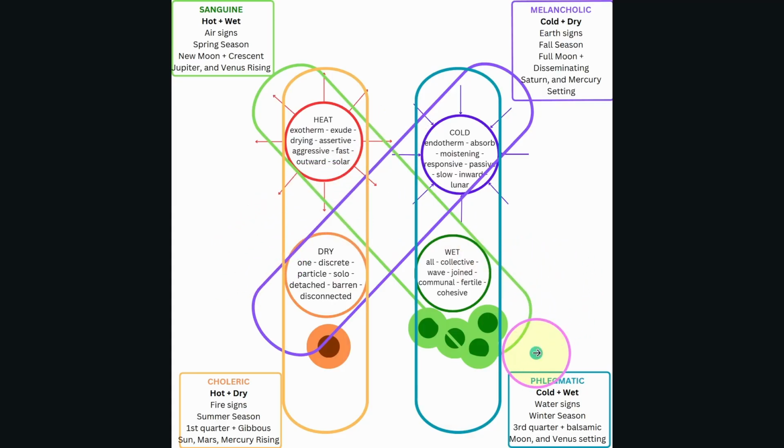And then we have our phlegmatic, cold and wet, water, winter season, third quarter into the balsamic dark moon, and Moon and Venus, a setting Venus, and nighttime Venus. Setting is nighttime and rising is morning. A setting Venus are all going to have this cold and wet quality.